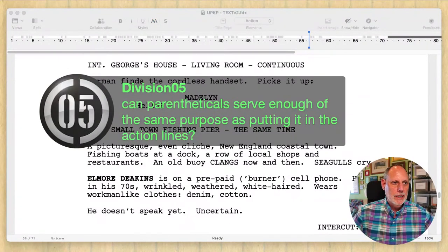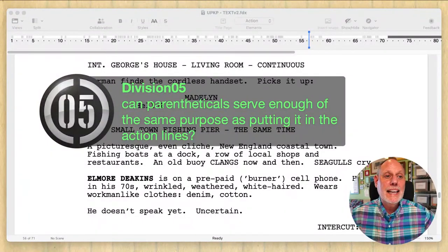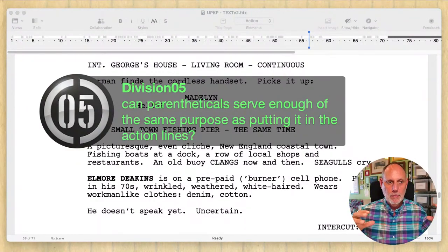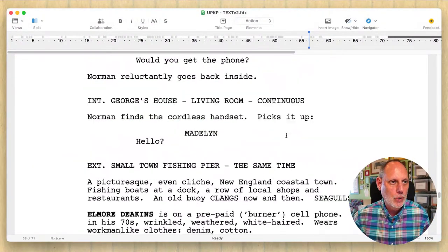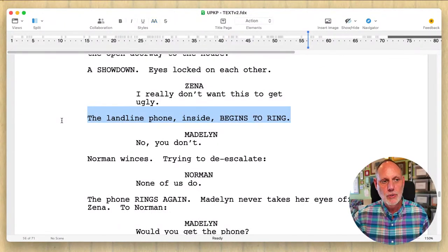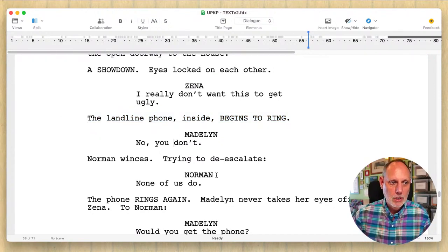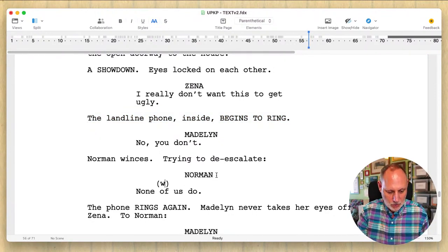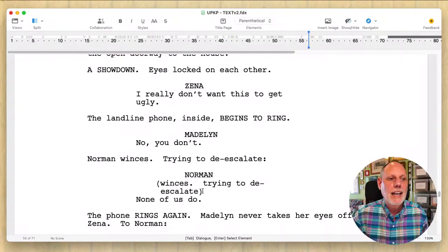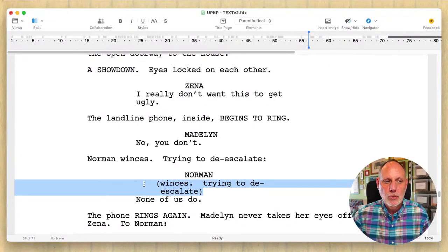The problem is, yes, parentheticals can, but they don't step you out. Like what I'm trying to do in this, I could say, well, landline phone and it begins to ring, but that can't be a parenthetical. Here's the thing, trying to de-escalate. I personally hate when a parenthetical runs more than one line.